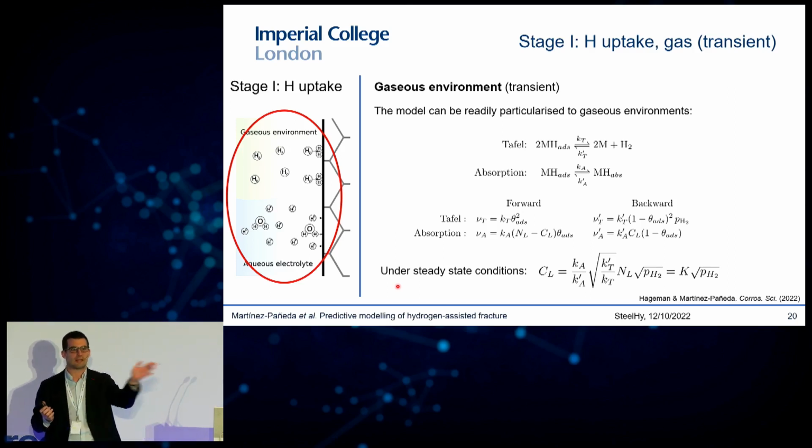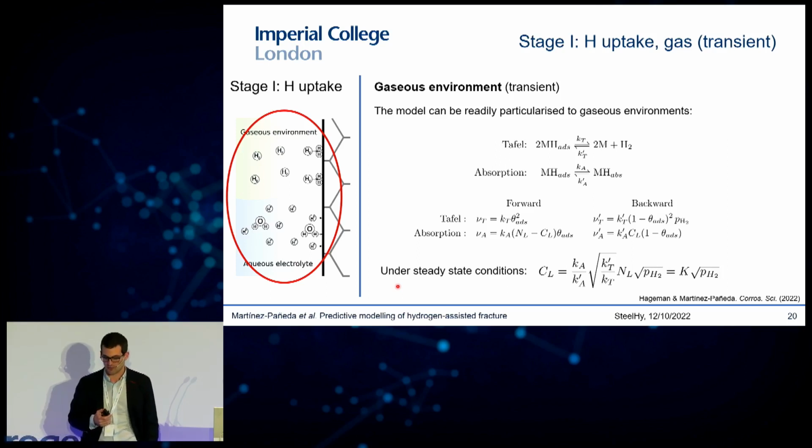You just kill all the electrochemistry terms, and you reduce everything to these Tafel and absorption reaction rates. And we probably shouldn't be calling it Tafel anymore, because it's more a combination of reaction constants. But then you have an expression that depends, as you can see there, on the hydrogen pressure, and you're able to predict the uptake of hydrogen also in those gaseous environments. And of course, if you consider very long exposure times, if you particularize the model to steady state conditions, you get this kind of Sieverts' law behavior that you would expect.